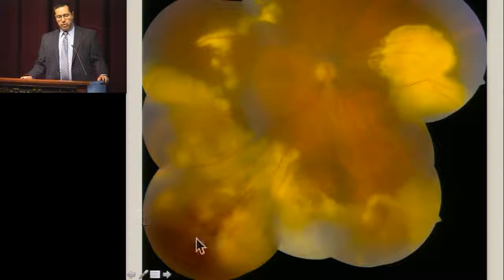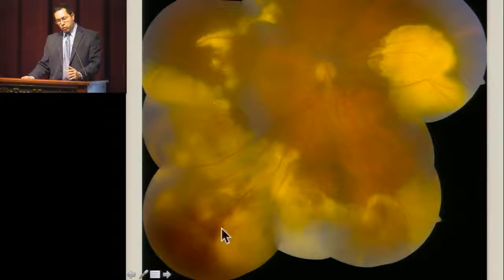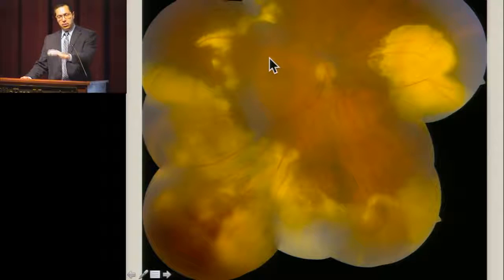So going back to this lesion, the tumor is here. You can see these fine vessels. These are actually the feeder vessel and the draining vessels. But you can see they are not dilated and they are not tortuous. This is a very important differentiating feature. And you can see that they have the exudation that is marching from the tumor going elsewhere. They don't cause that distant macular exudation.